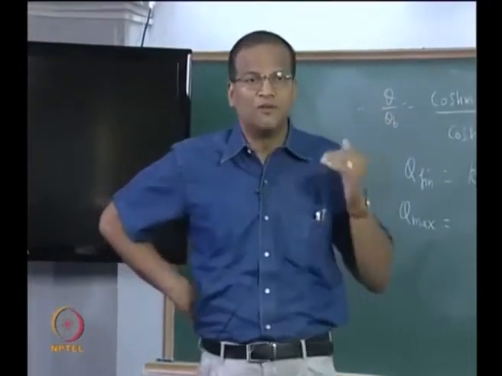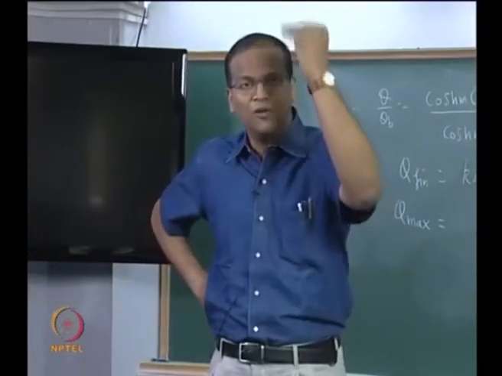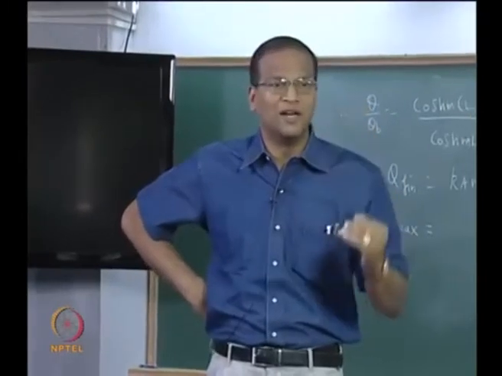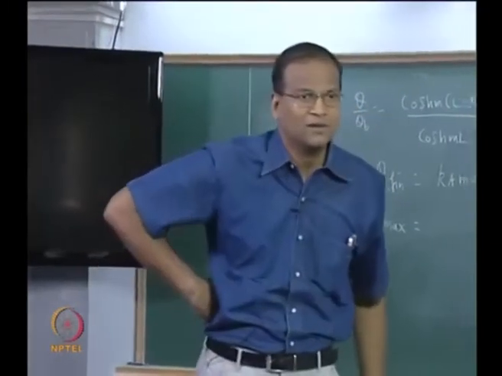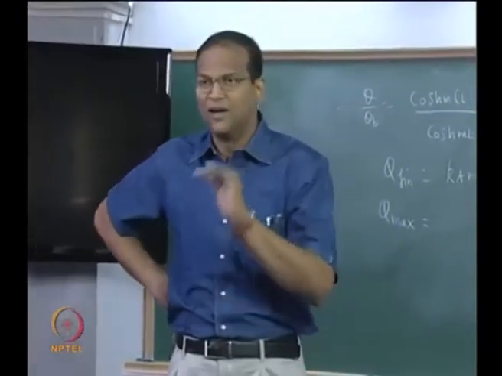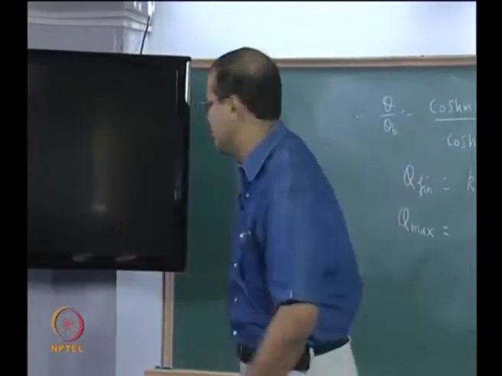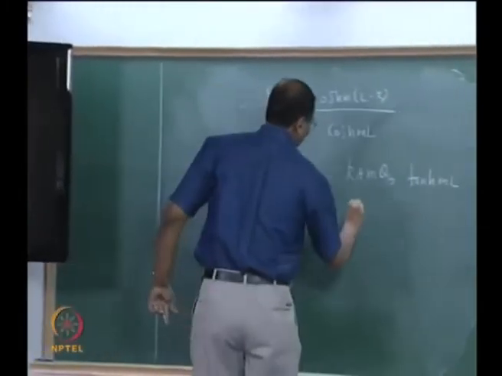Numerator is Q actual from the fin. If you divide Q fin by the Q max, it will give you a performance metric, like a CGPA of the fin, whether the fin is working all right. Maximum value is 1, minimum value is 0. Let us do that.